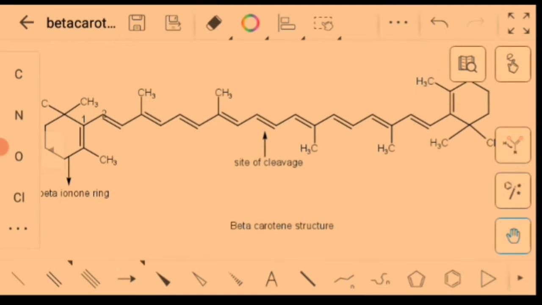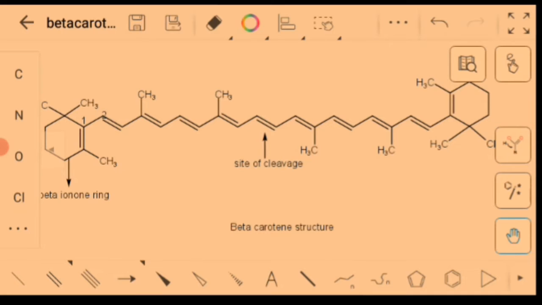So at this part where I label the site of cleavage, it is the point where the beta carotene structure breaks into two. I had earlier told you that the beta carotene structure is theoretically divided, and when divided can theoretically produce 2 vitamin A. So at that point where it produces 2 vitamin A, this site is where it breaks down.